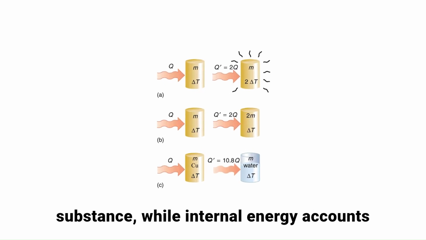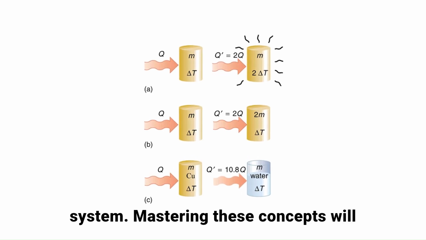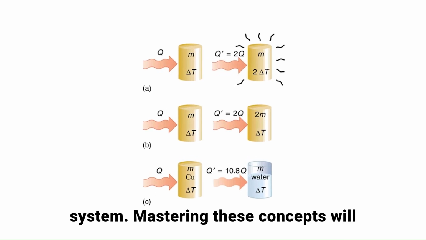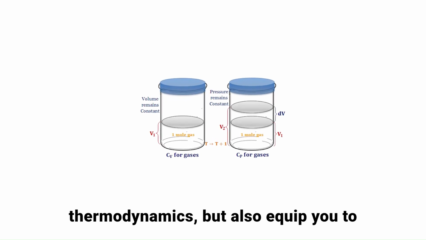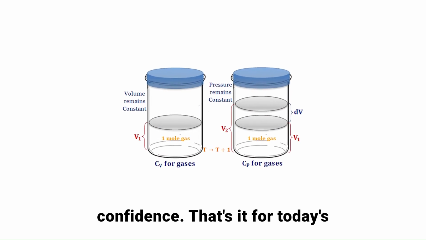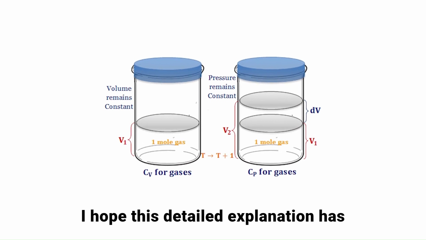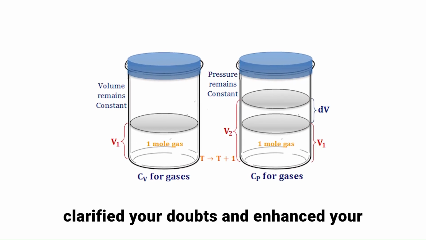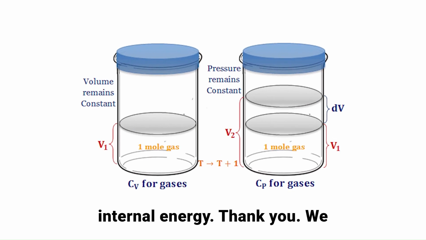To put it all together, heat capacity determines how much heat is required to change the temperature of a substance, while internal energy accounts for the total energy stored within a system. Mastering these concepts will not only strengthen your understanding of thermodynamics but also equip you to tackle numerical problems with confidence. That's it for today's session on chemical thermodynamics. I hope this detailed explanation has clarified your doubts and enhanced your understanding of heat capacity and internal energy.